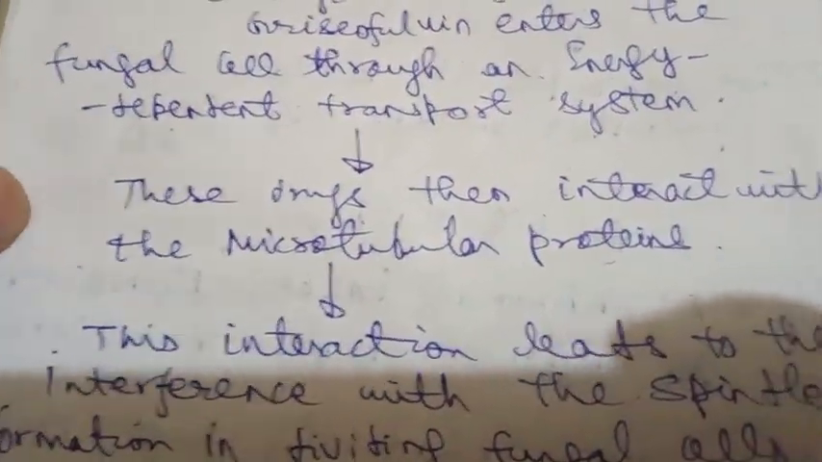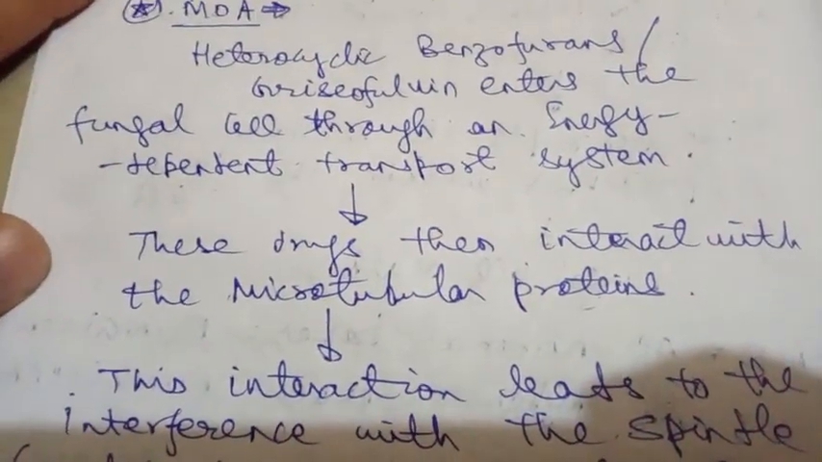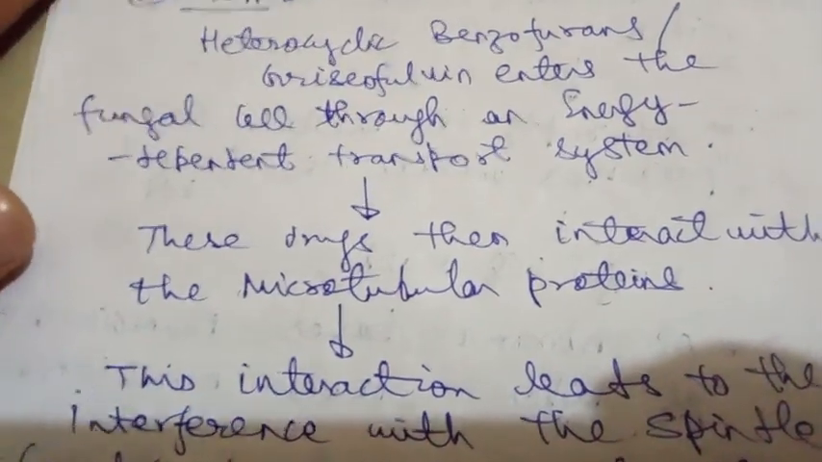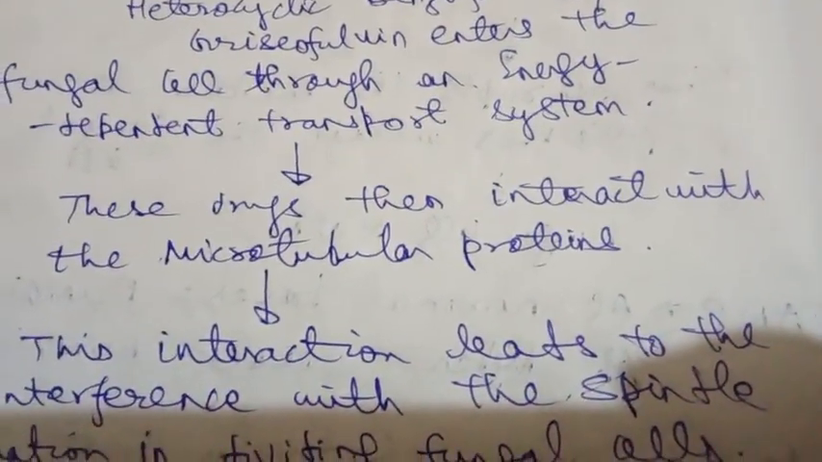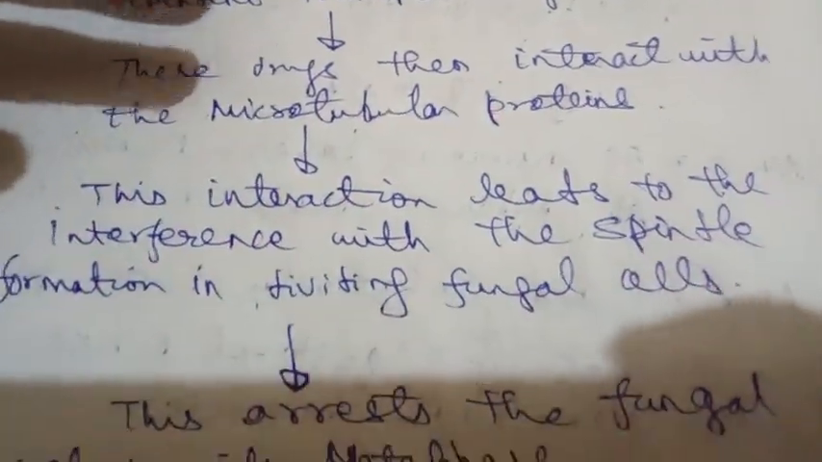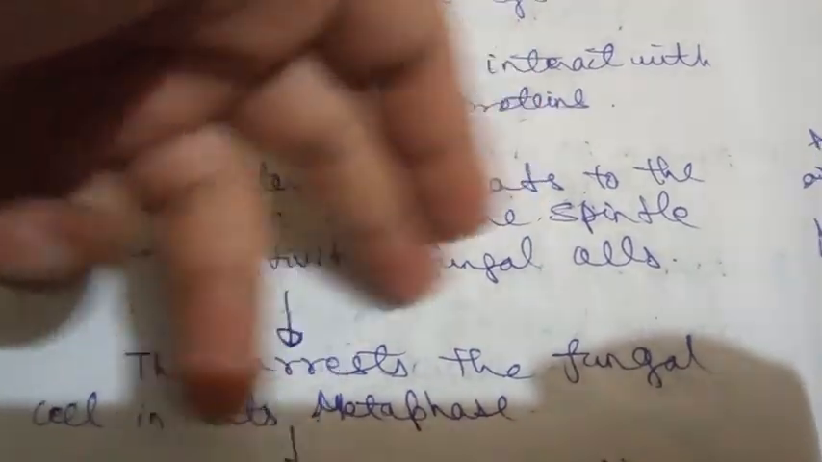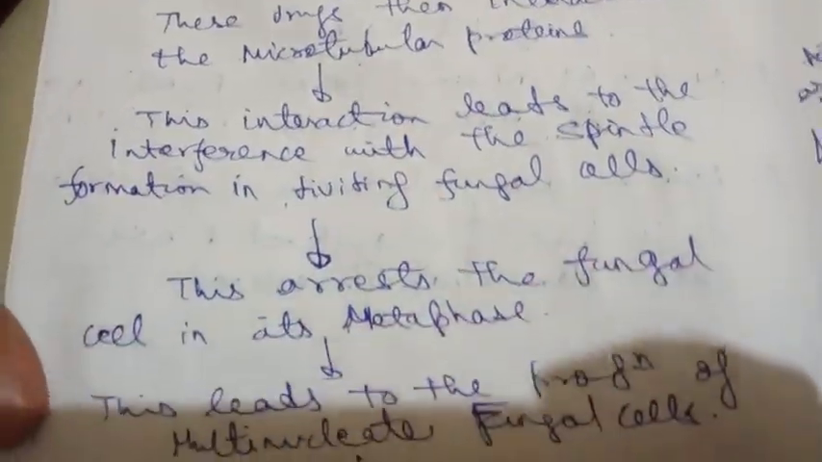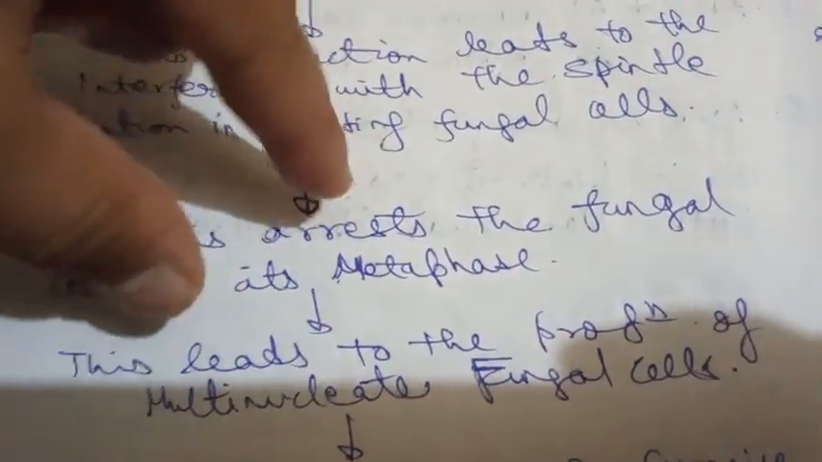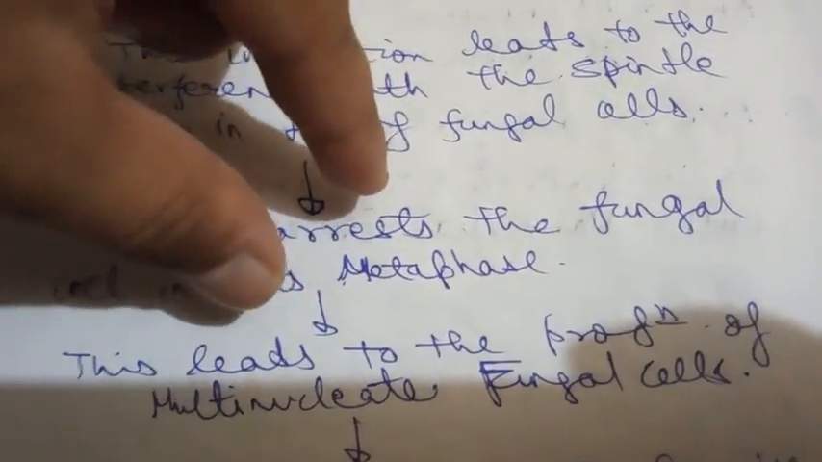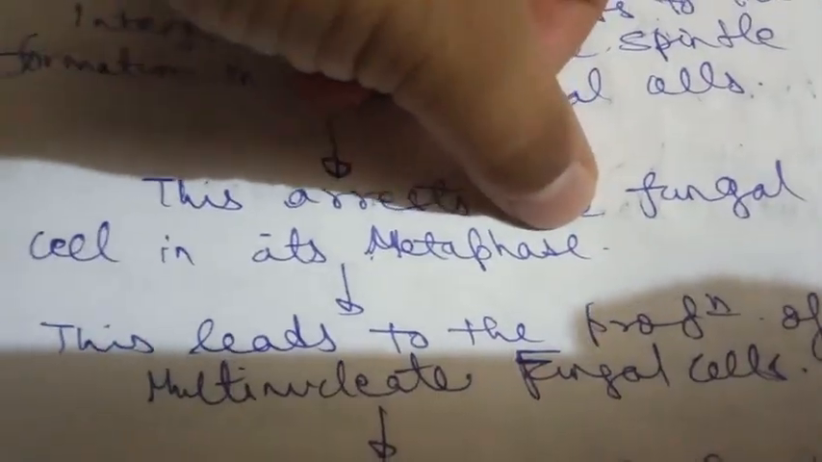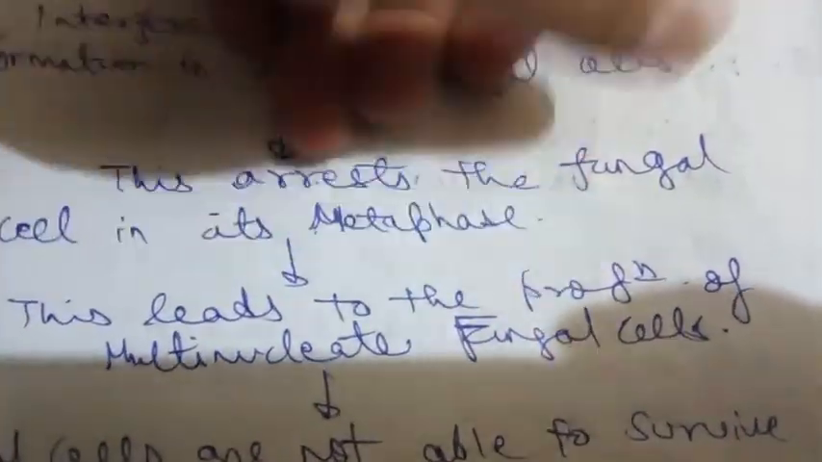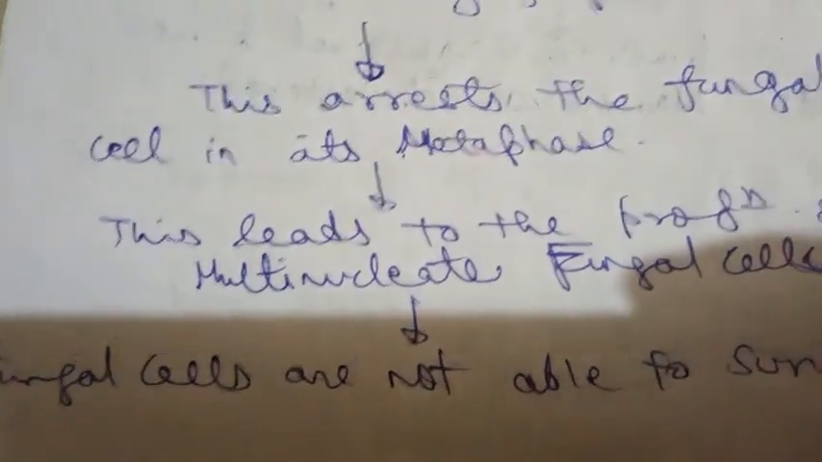Now what happens? These drugs interact with the microtubular protein. So griseofulvin, which is in our syllabus, will enter the fungal cell through the energy dependent transport system. This will then interact with the microtubular proteins, and as you know, microtubular protein is involved in spindle formation. So there will be interference with the spindle formation in the dividing fungal cell. When no spindle is formed, the dividing fungal cell will be arrested in the metaphase stage, and this will lead to the formation of multinucleate fungal cells, and these multinucleate fungal cells will not be able to survive, thus leading to fungal cell death.